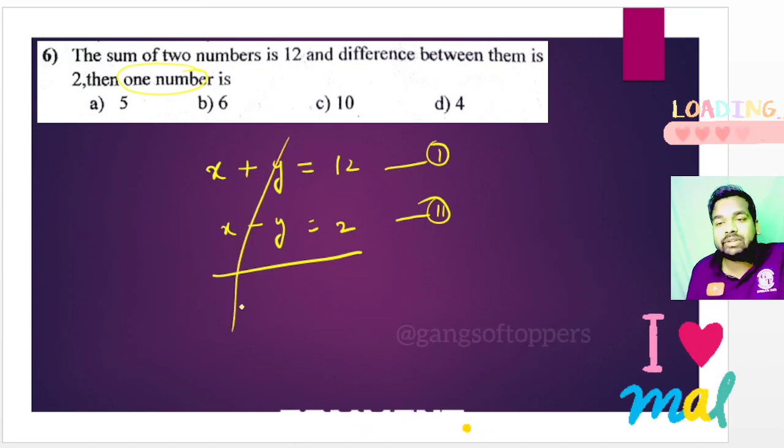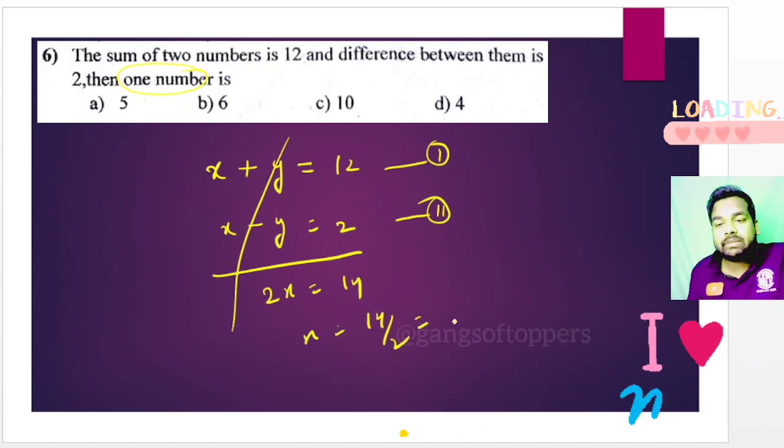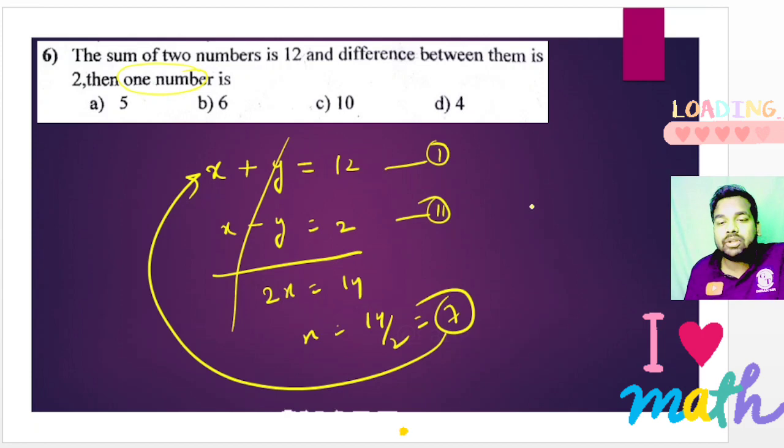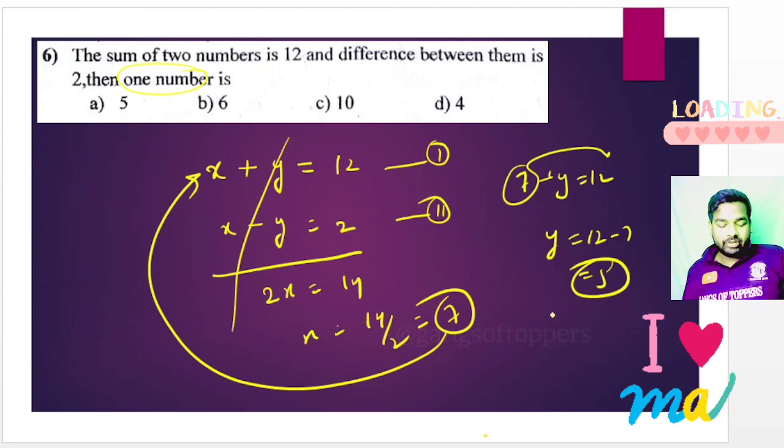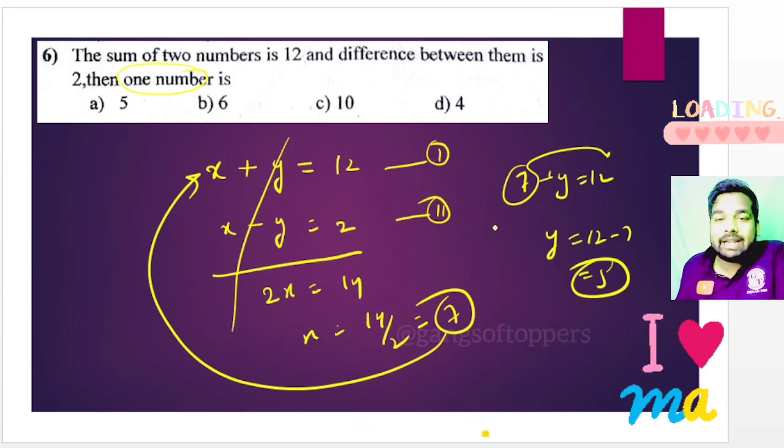If you add equation number 1 and equation number 2, then y minus y gets cancelled, and it becomes 2x is equal to 14, and x is equal to 14 divided by 2, which becomes 7. So the first number will be 7, and the second number is what? Just put this 7 in the first equation. So it becomes 7 plus y is equal to 12. Take this 7 to this side, then y is 12 minus 7, which becomes 5. So from the options you can find the solution. The answer is option number A, 5. I think everybody is getting the concept.